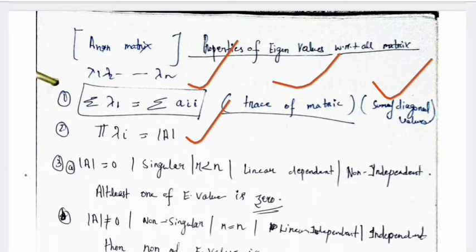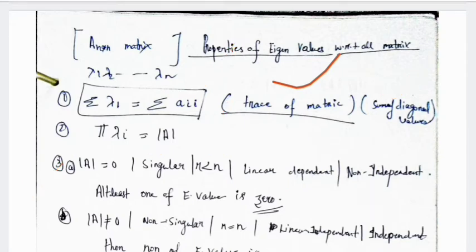Now here the most important property is that if the determinant is equal to 0, then the matrix is singular, and the rank of the matrix is less than the number of unknowns. Here n is the number of unknown variables, and it is a linearly dependent matrix. So we say that if at least one of the eigenvalues is 0, then the determinant of the matrix is 0, and this is called a singular matrix.